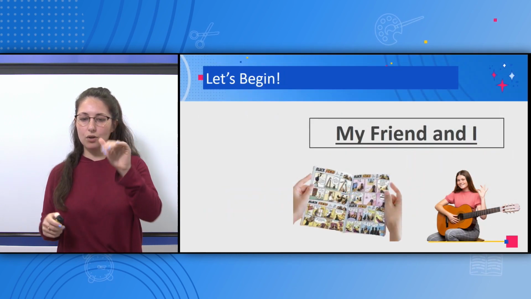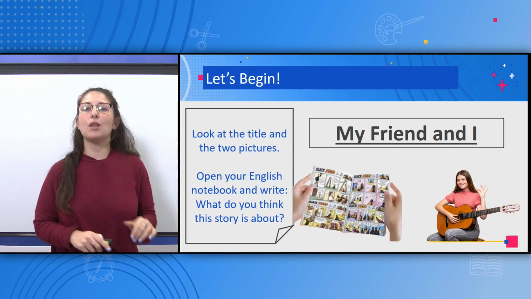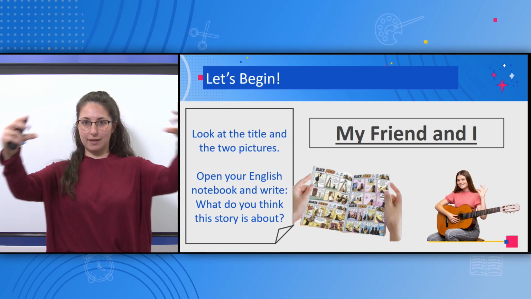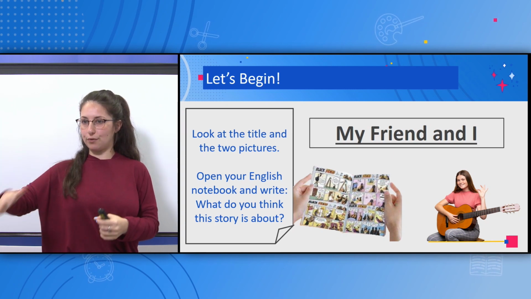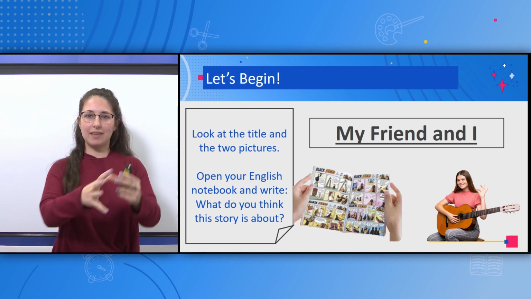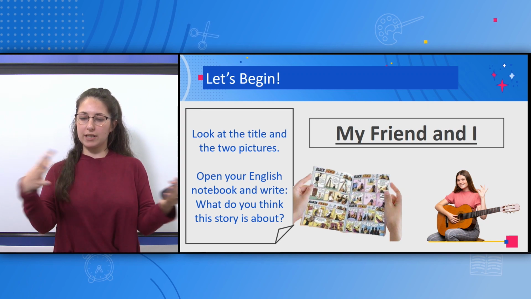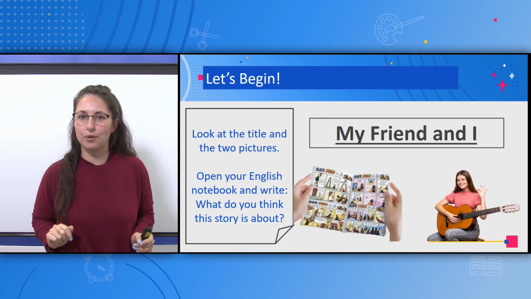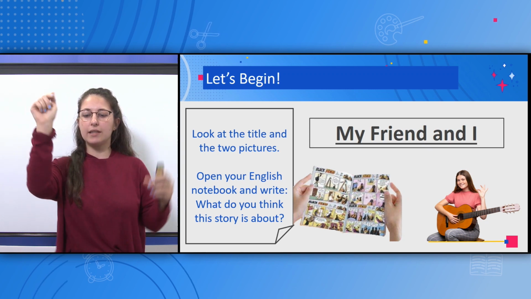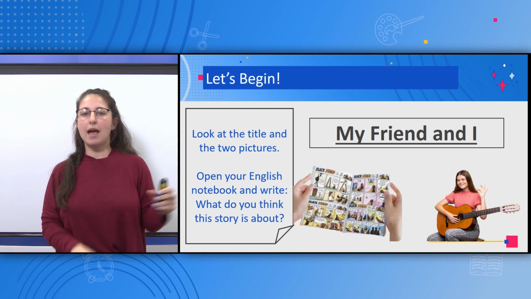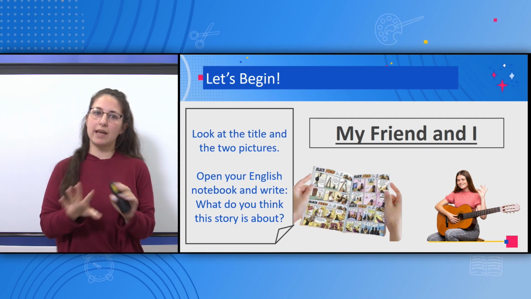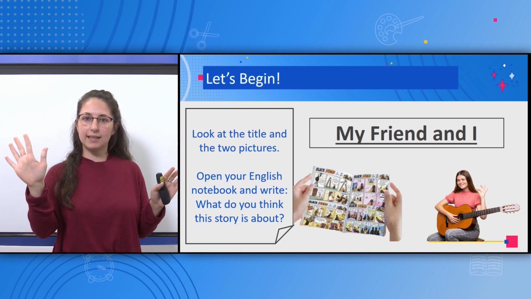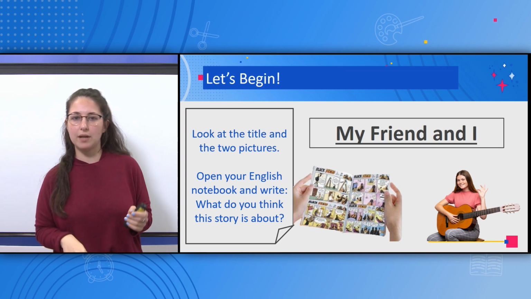Before we begin, look, what do we have in here? Look at the titles, the title and the two pictures. The title is My Friend and I, and we have a picture of a girl who plays the guitar and a comic book. Open your English notebook and write. What do you think this story is going to be about? You see my friend and I, and you see a girl plays her guitar and a comic book. You don't need to take 1 minute or some time, but just think. I give you 10 seconds to think what the story is going to be about.